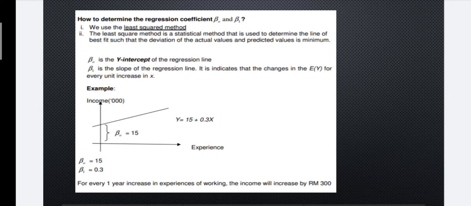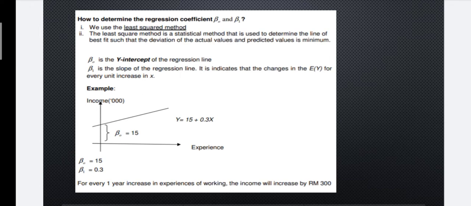Okay, so beta naught adalah y-intercept, beta 1 adalah slope of the regression line. So you need to know how to interpret the value of beta naught and beta 1. You need to memorize the interpretation of that. Okay, so beta naught adalah y-intercept, beta 1 adalah slope.